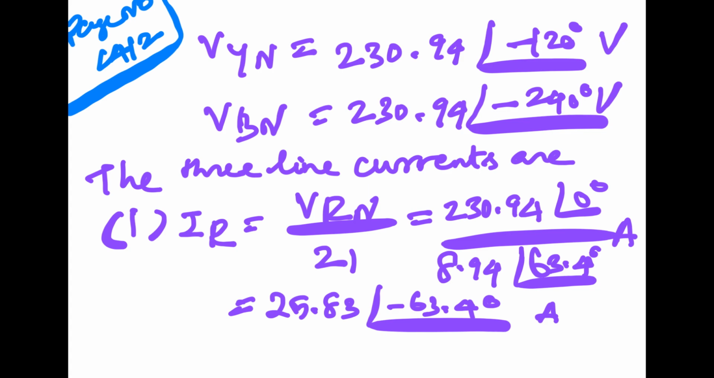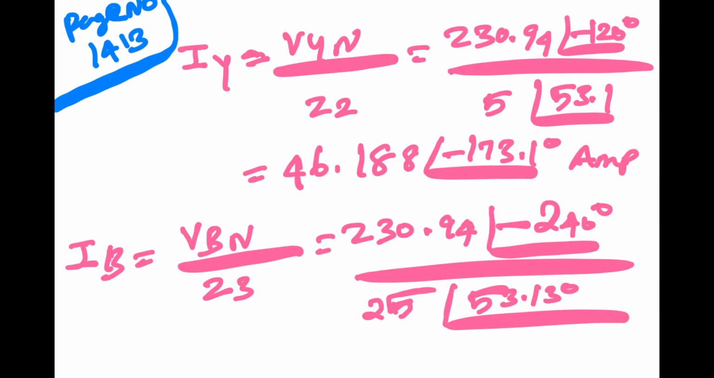The three line currents: IR is VRN divided by Z1, that is the formula, equal to 230.94 angle of 0 divided by Z1, 8.94 angle of 63.4. The answer is 25.83 angle of minus 63.4 degree in ampere, that is the IR value. IY is VYN divided by Z2. Putting in the values with the angle, we obtain 46.18 angle of minus 133.1. VYN angle of minus 120 degree is important.